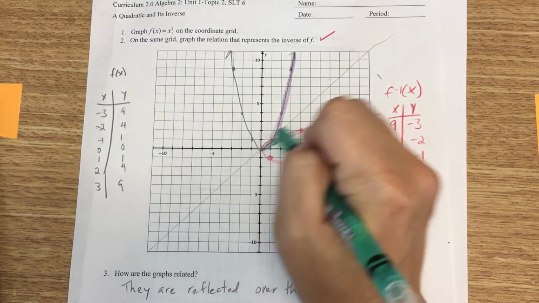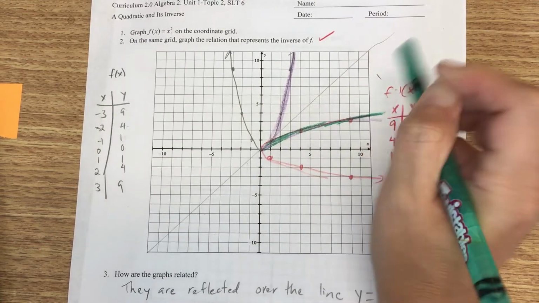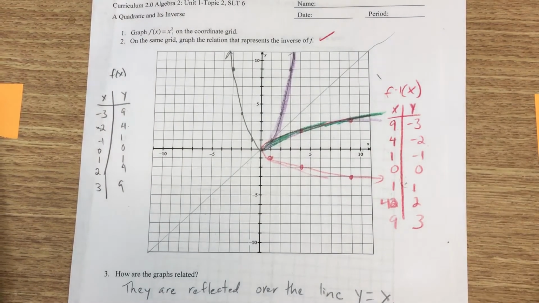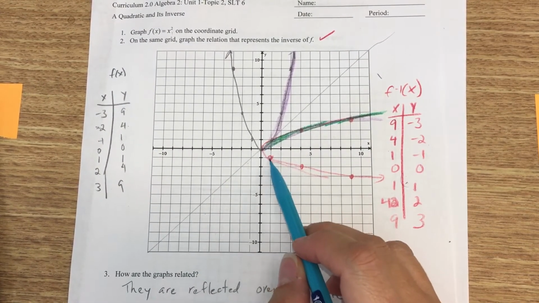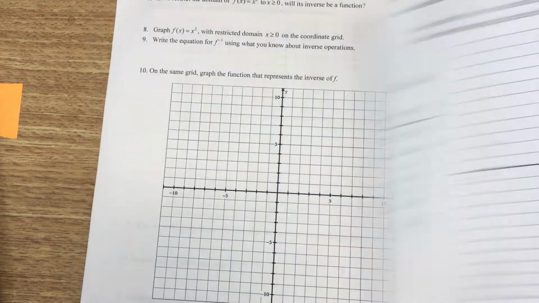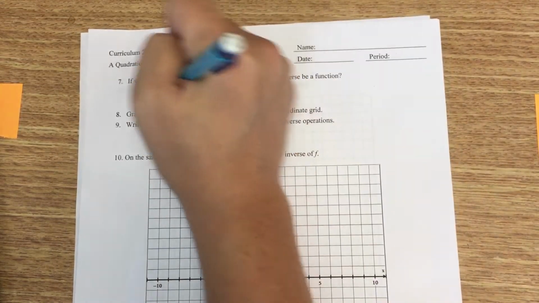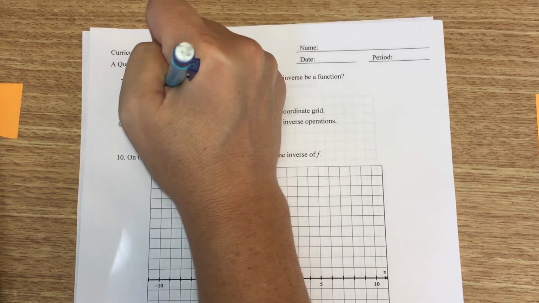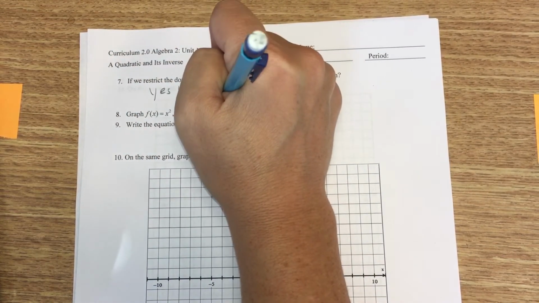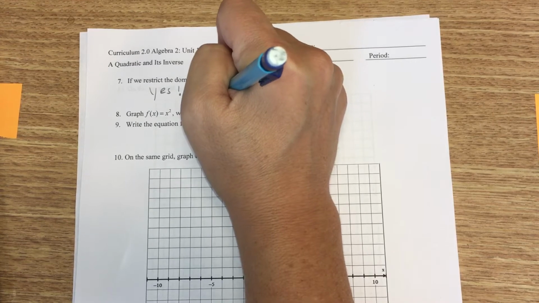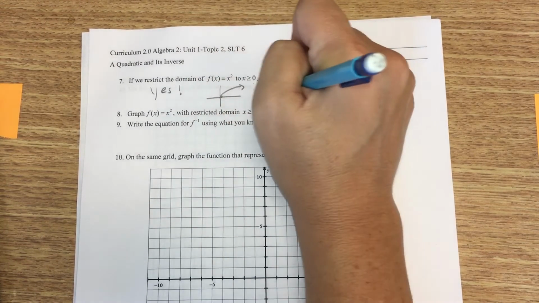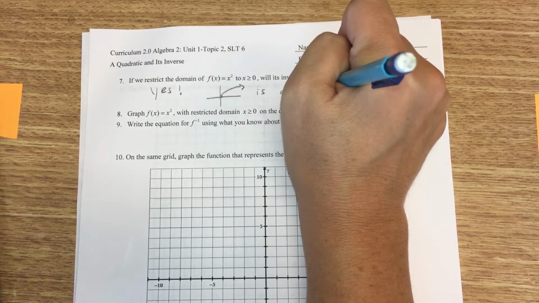I'll make it green. So just this green section, yes, just the green section is a function. If I were to erase the bottom, I would be good. So, will its inverse be a function? Yes. And I might make a little note to myself, draw a little picture, is a function.